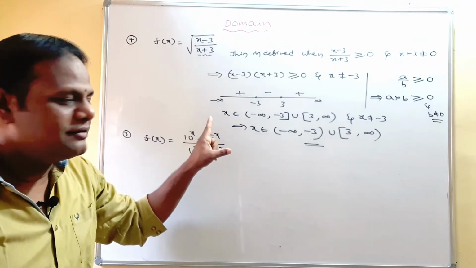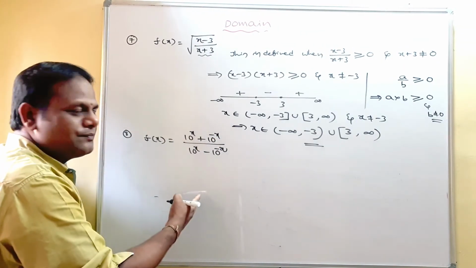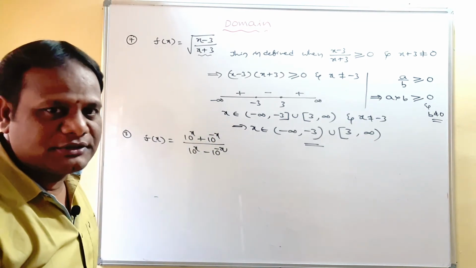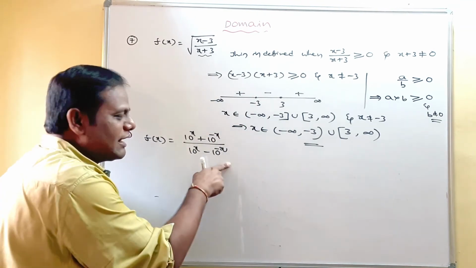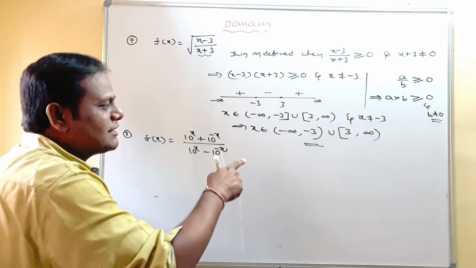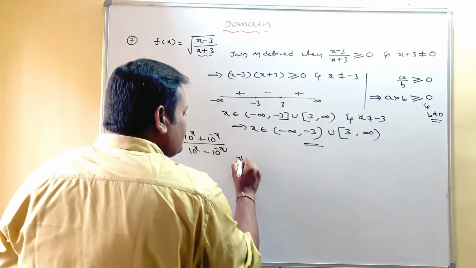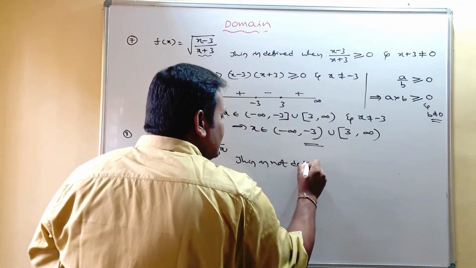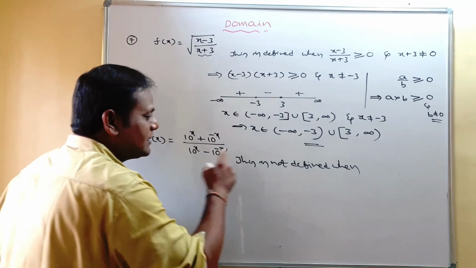Is it clear? Right. Coming to this problem. Observe this. With 10 power x and 10 power minus x, we don't have any problems. Those are defined everywhere. Here we have a denominator. So if the denominator is 0, that is not defined. So this is not defined when the denominator is 0.